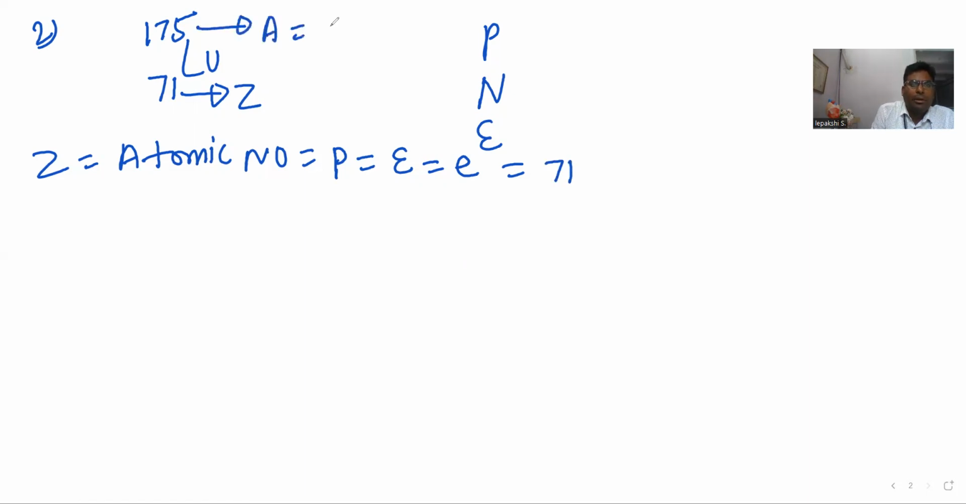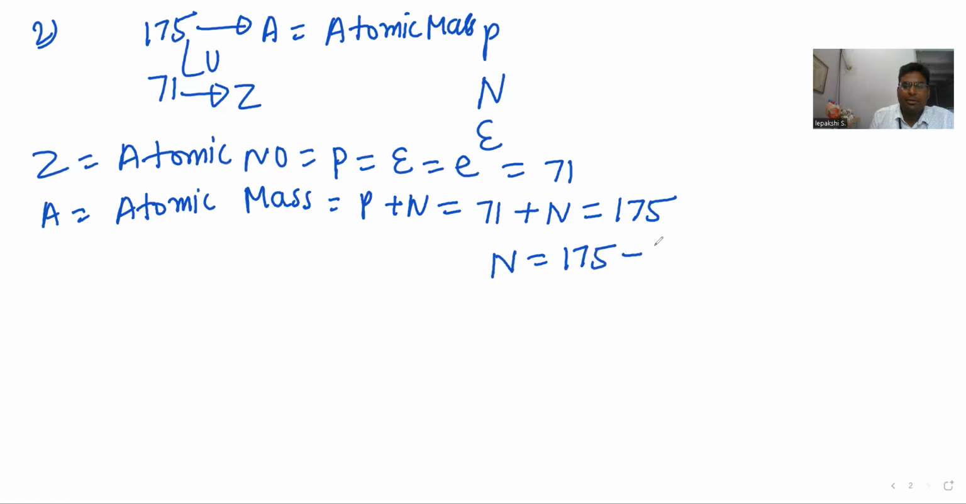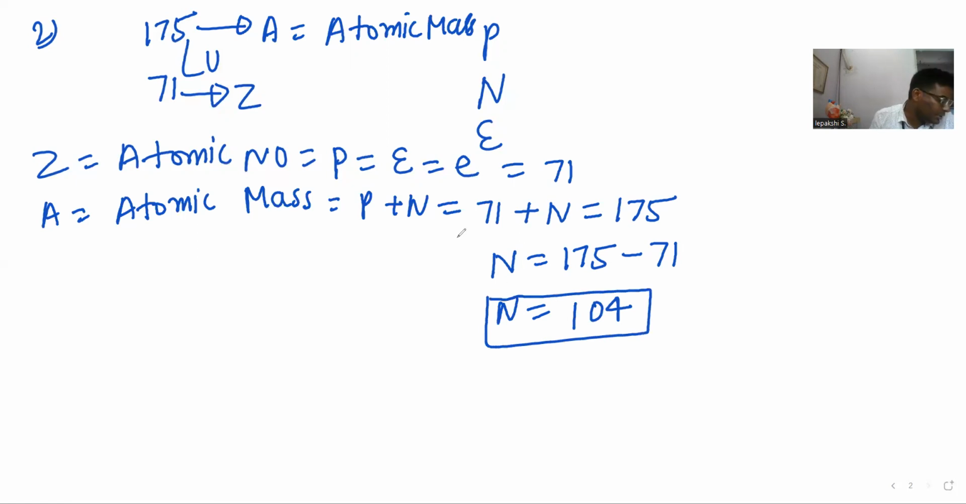The upper one is called A, the atomic mass. So A equals proton plus neutron. The proton value is given, that is 71. The neutron value we don't know, and A we know, that is 175. So you can find the neutron easily now: 175 minus 71. 5 minus 1 is 4, 7 minus 7 is 0. So the neutron value is 104. This is the answer. It was asked in 2020.